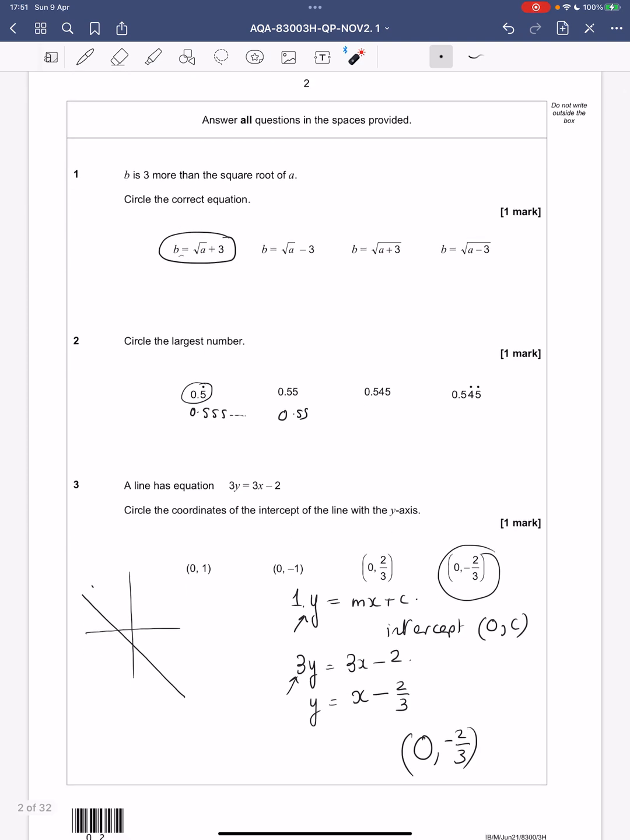The largest number here, if you look down the list, it can't be the 0.54s because we've got 0.55 and that's 0.5 recurring. So that's 0.55 as well. So our answer is this one here.